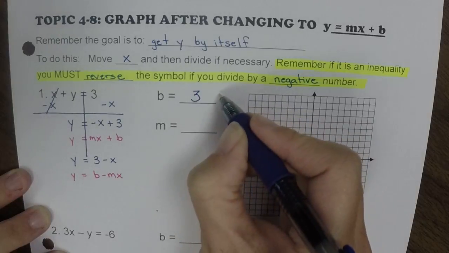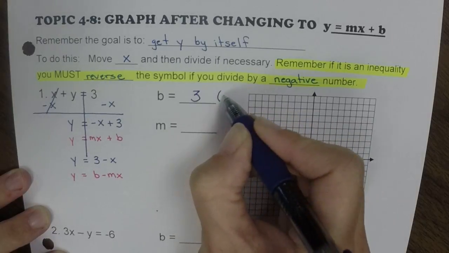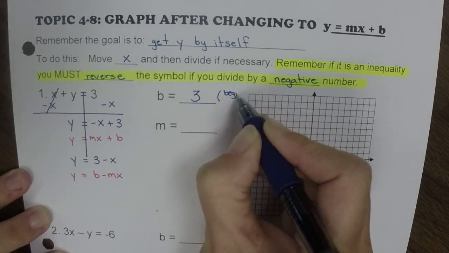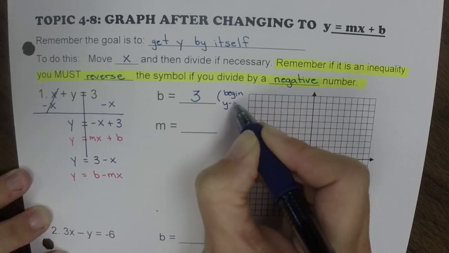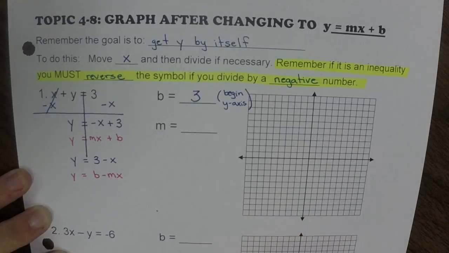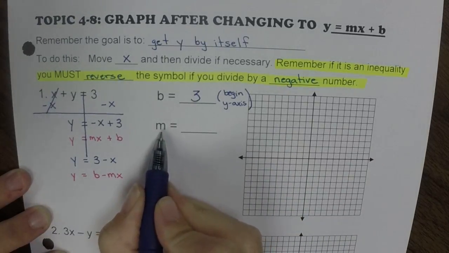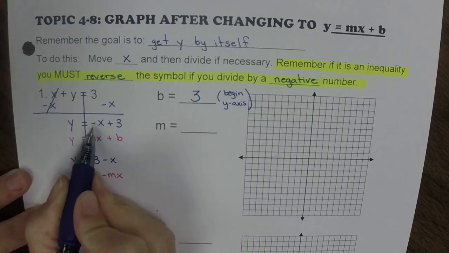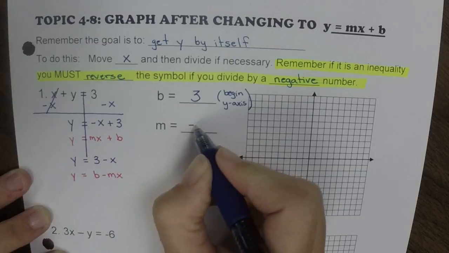And again, that's where we begin. And that's always going to be on the y-axis. Your y-intercept is where it crosses the y-axis. Then I need to find my m. Well, my m is the number that's in front of x. Well, remember, if it's just a negative, this is a negative 1.